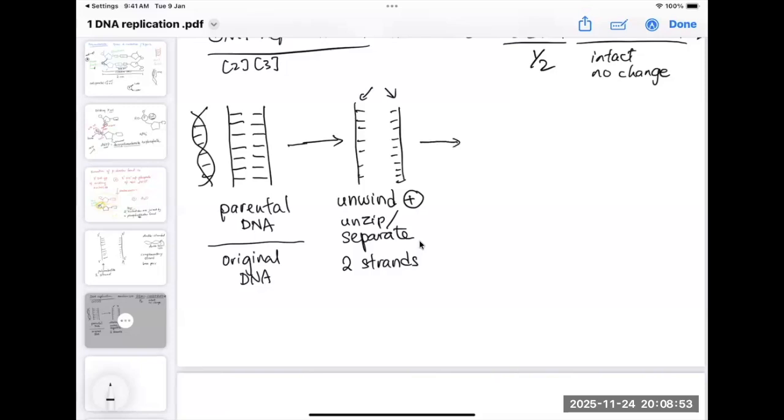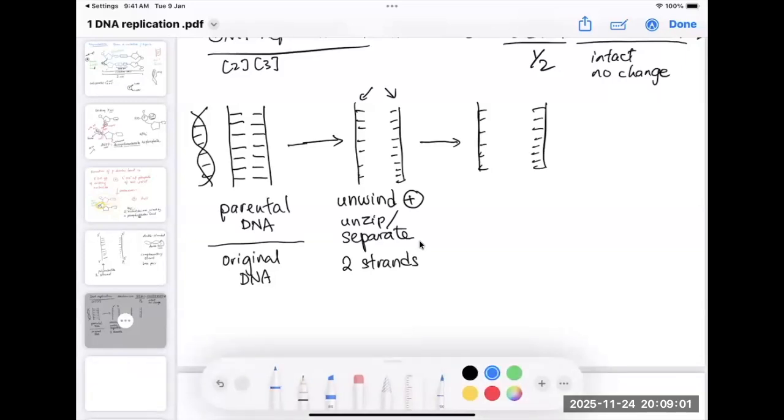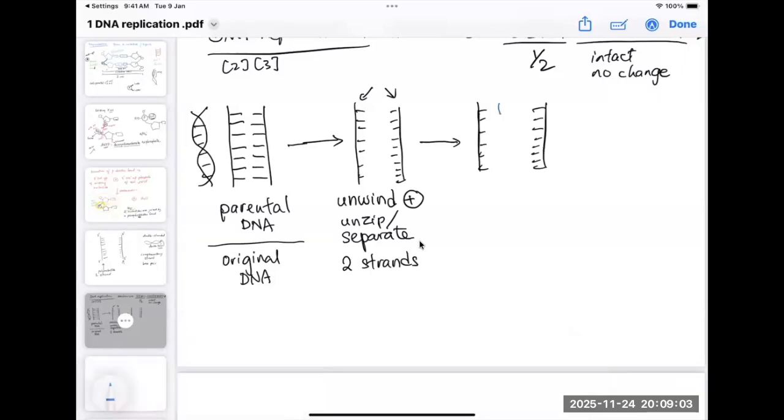After you separate the two strands, what's the next step? You synthesize what? Now, what do you call this now? Daughter strand. Okay, so now you will synthesize. What is the relationship between the two strands?